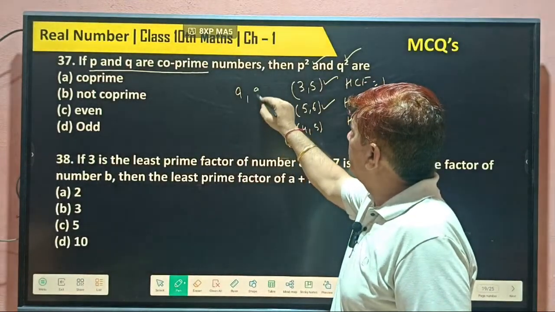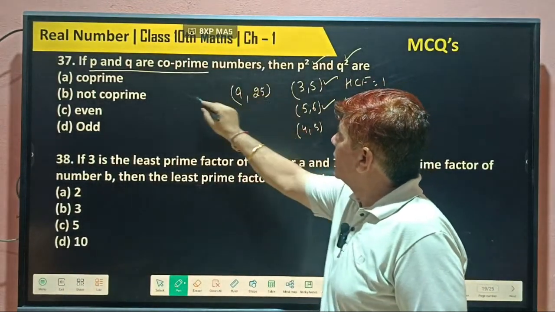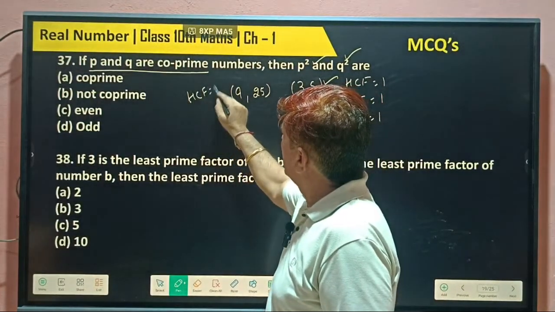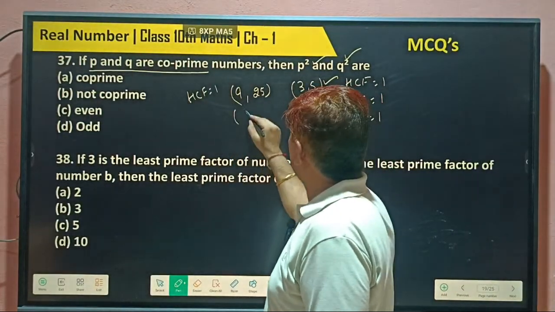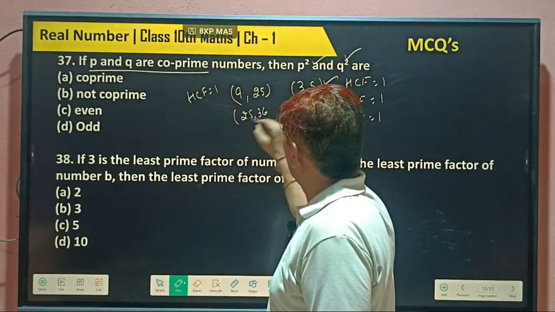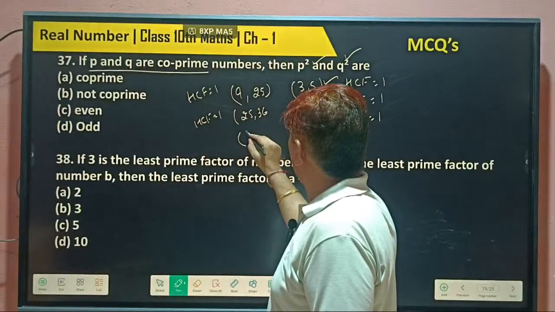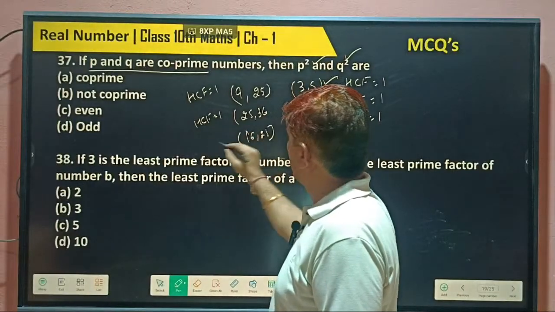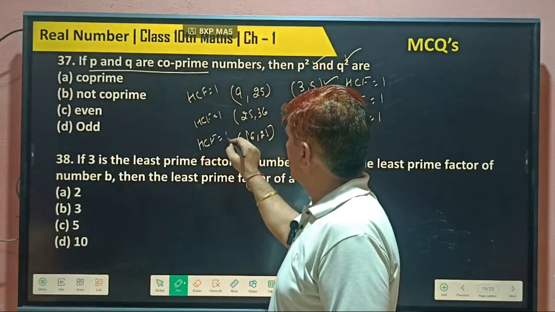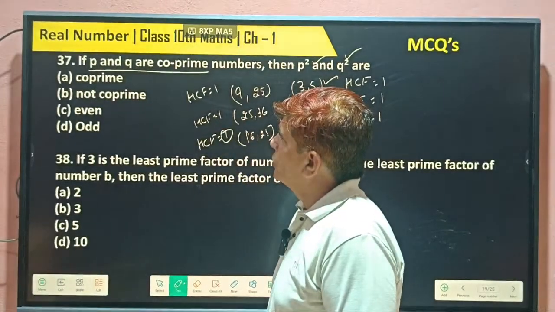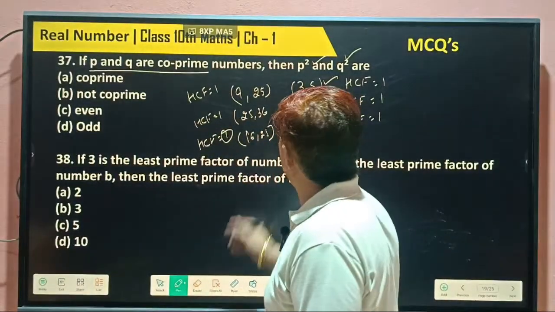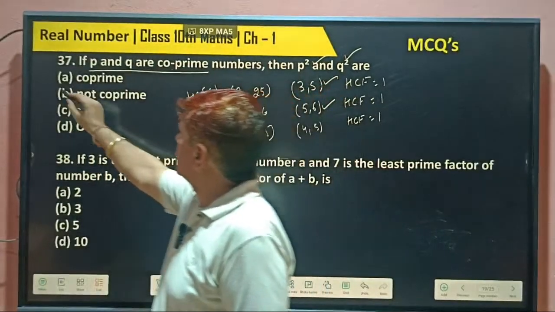Take 9, 25. What's their HCF? This also 1. 25, 36. Their HCF also 1. And what's this? 16, 25. If you find out their HCF, that's also 1. So what can you say? They are also co-prime. So what's your answer?